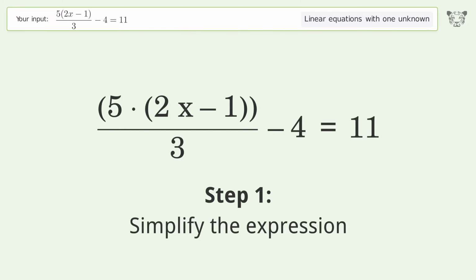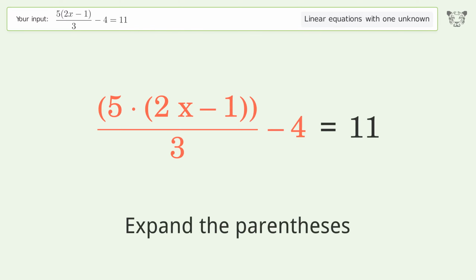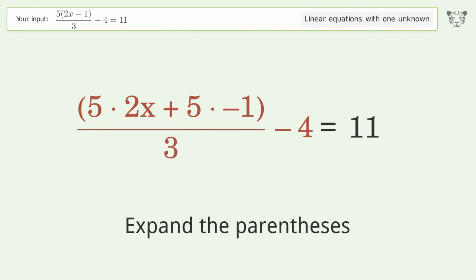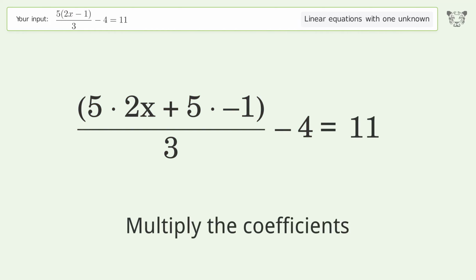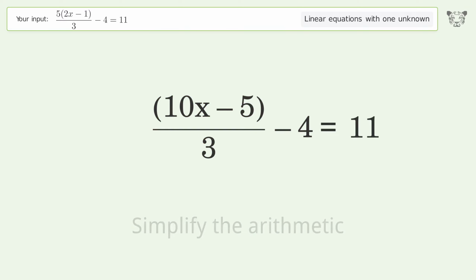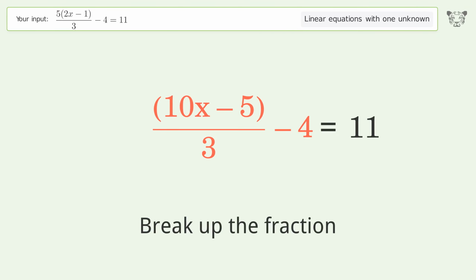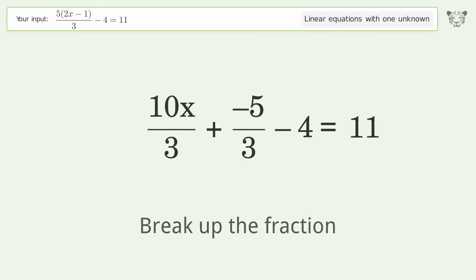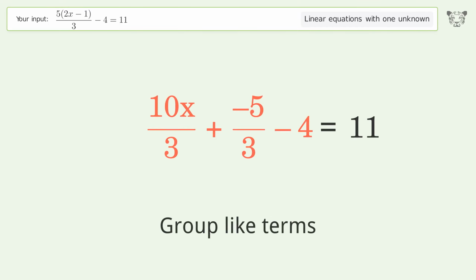Simplify the expression. Expand the parentheses. Multiply the coefficients. Simplify the arithmetic. Break up the fraction. Group like terms.